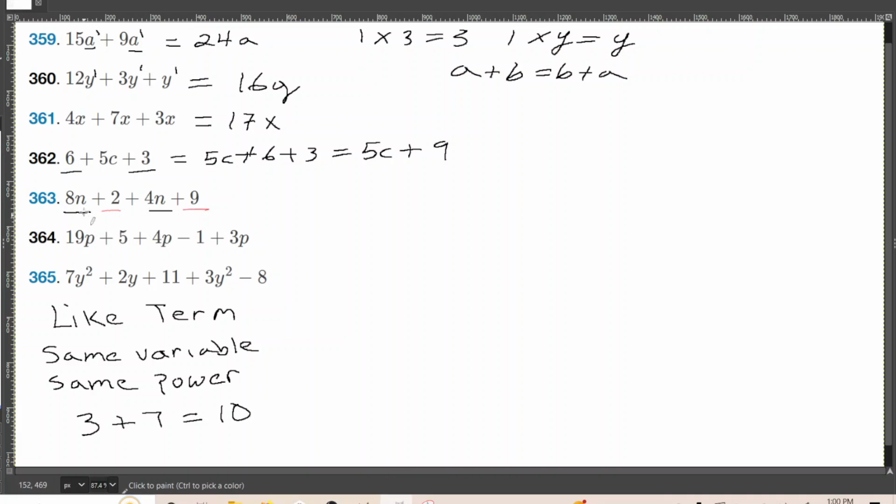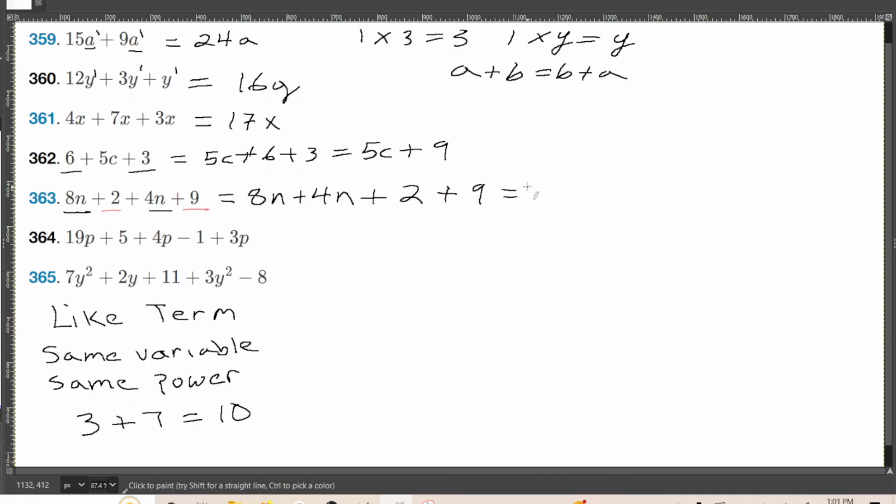So if you guys can tell, what I'm going to do is flip the 4n and the 2, okay? So now I have 8n plus 4n, right? And then plus 2 plus 9. Now, moving the minuses, they're a little bit trickier, but I do know that we can do this, okay?